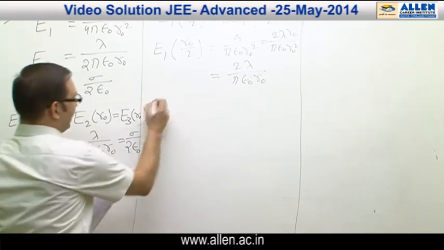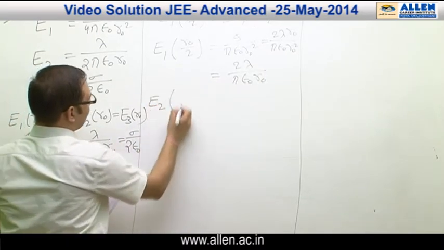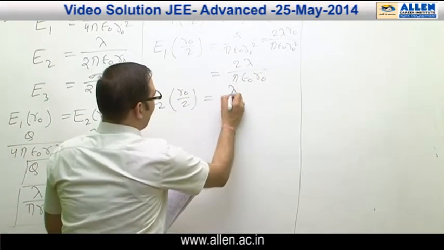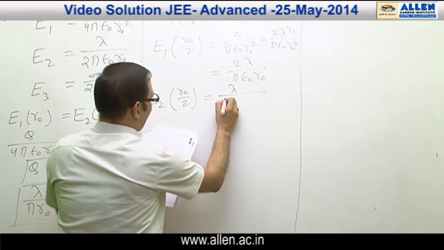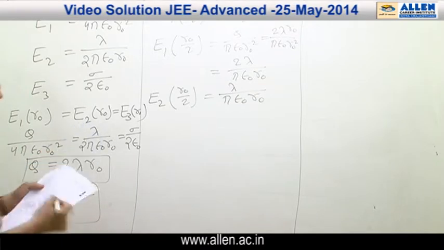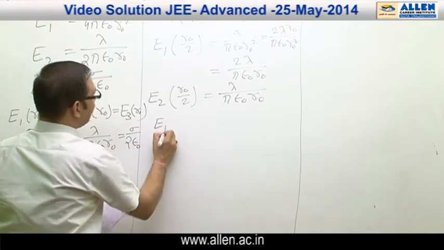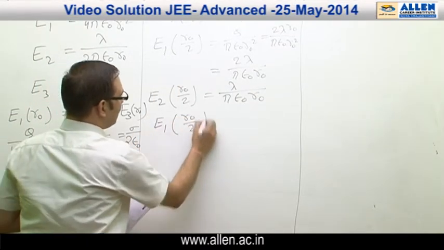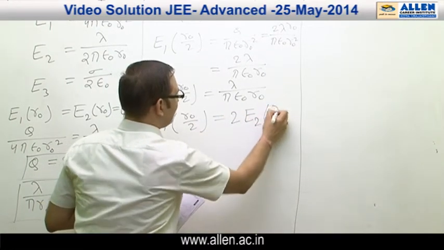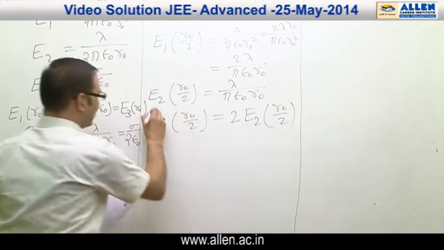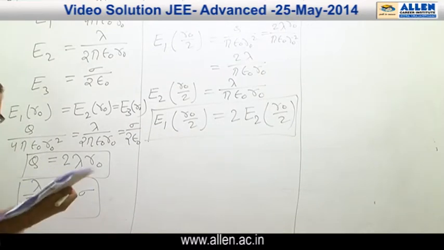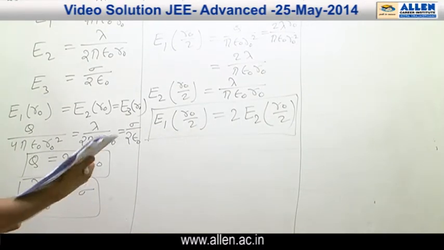In the same way, we will find E2(R naught by 2). E2(R naught by 2) would be lambda upon pi epsilon naught R naught. And we can see E1(R naught by 2) is twice of E2(R naught by 2). So option C is correct. Well, now we have to look at D also, as it is multiple choice.